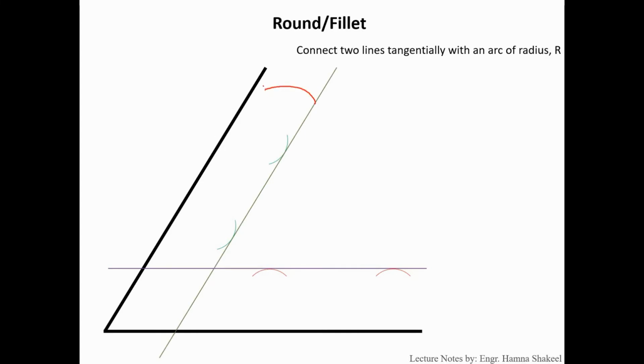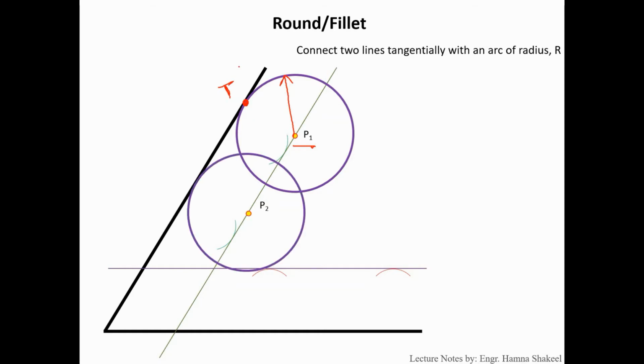So this line is now parallel to this one, and the distance between the two lines is equal to R. So if you select any point on this offset and you draw a circle having the radius R, this circle will touch your line AC at a tangent point. Similarly, if you take any other point on this line and you draw a circle having a radius R, this will touch your line AC at a tangent point.